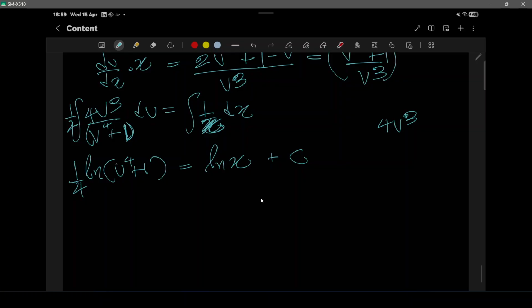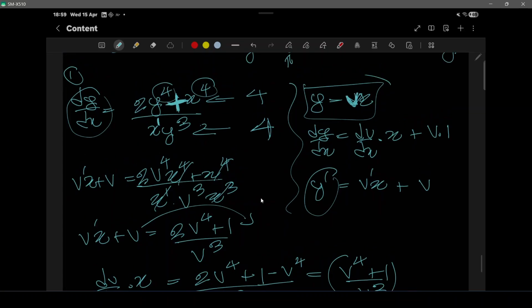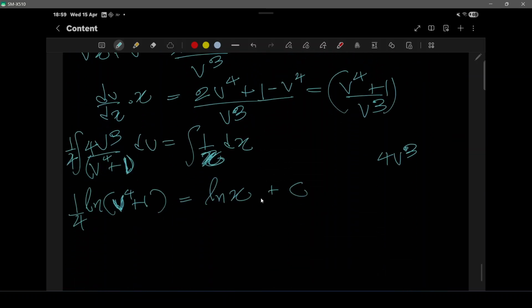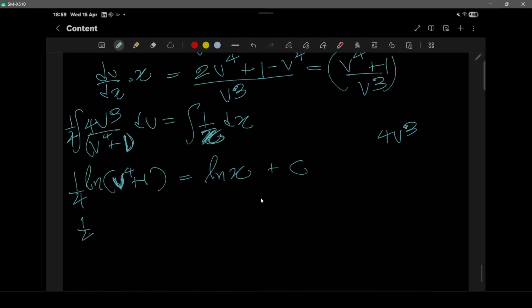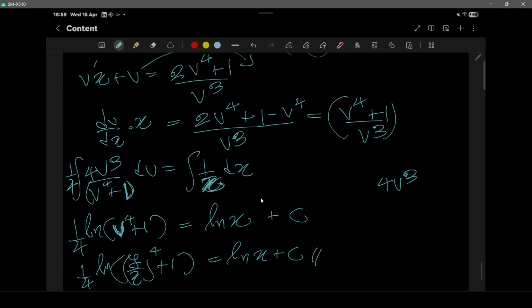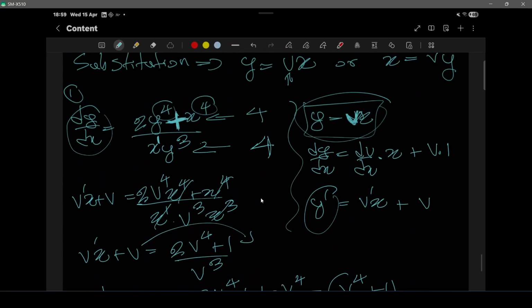Again, this v is something we put in, so we have to get rid of it. So v equals y over x. So v is equal to y over x, and y over x to the power 4 plus 1 is equal to ln x plus c. So we are done. That is how we solve this homogeneous equation.